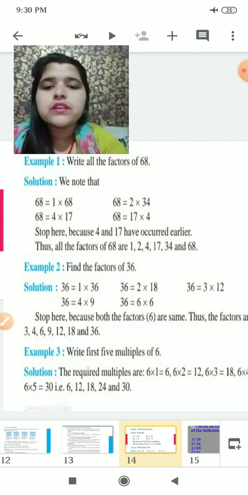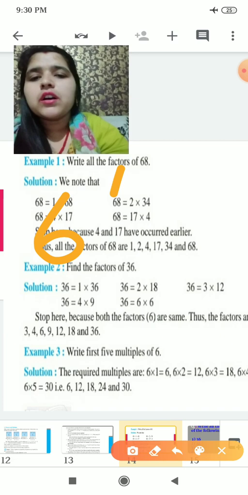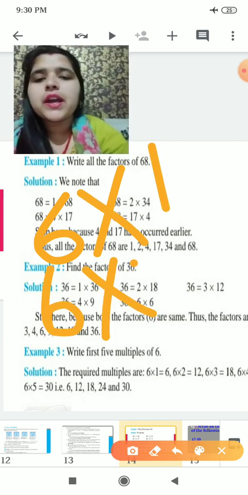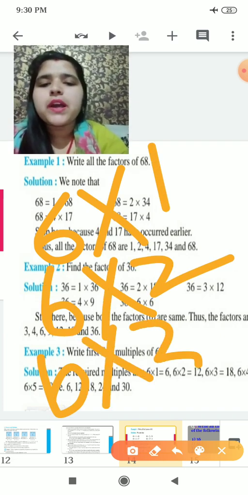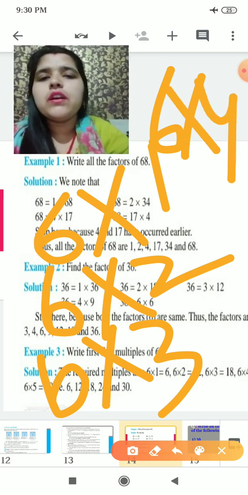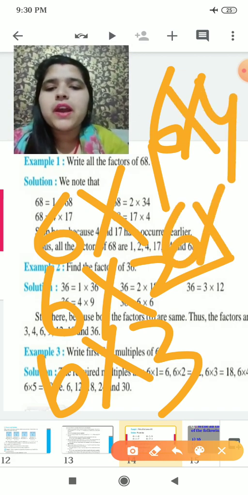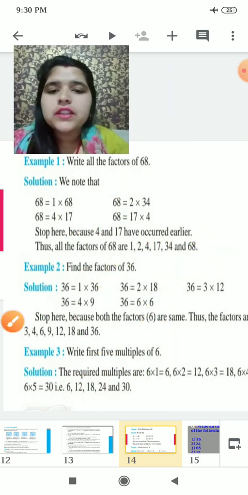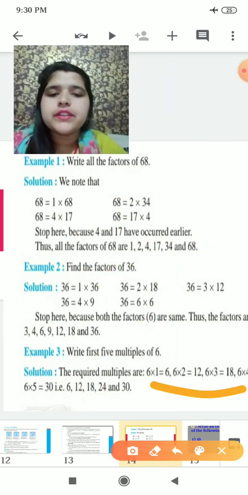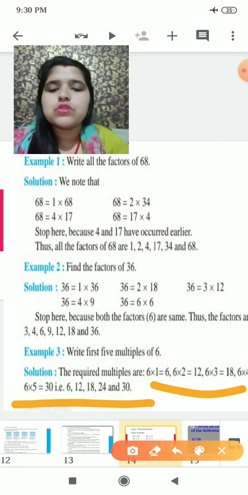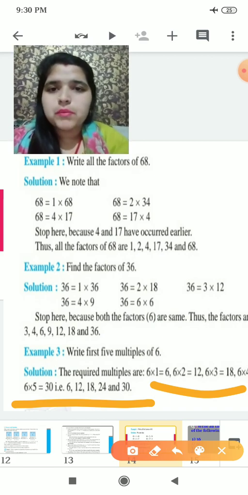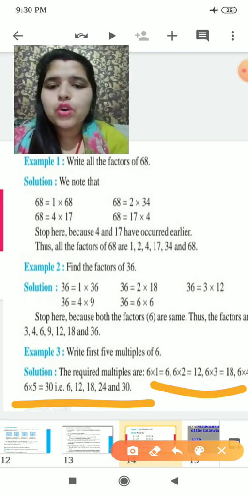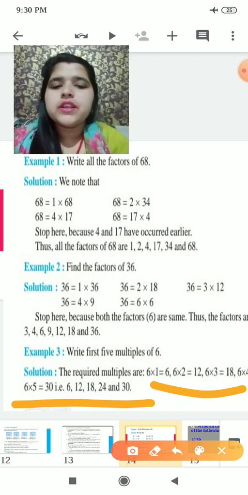So you will write 6 multiply 1, then 6 multiply 2, 6 multiply 3, 6 multiply 4, 6 multiply 5, then it will be over. Multiply all these numbers and write down the answer. So the multiples will be 6, 12, 18, 24, last one is 30.